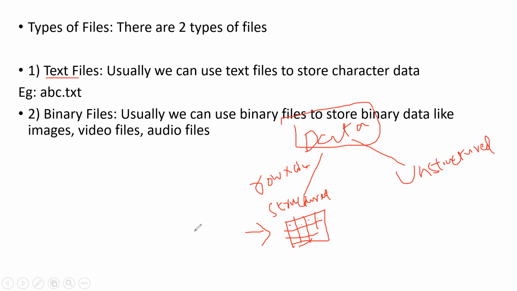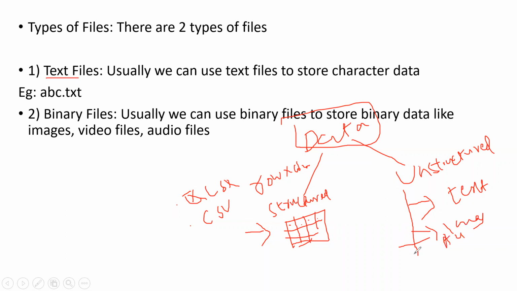And what are the examples for that? Simply CSV files, Excel files, XLS, XLSX, right? These are the examples for the structured data. And what are the examples for the unstructured data? Simply text files and images, audio, video, right? All come under unstructured data.